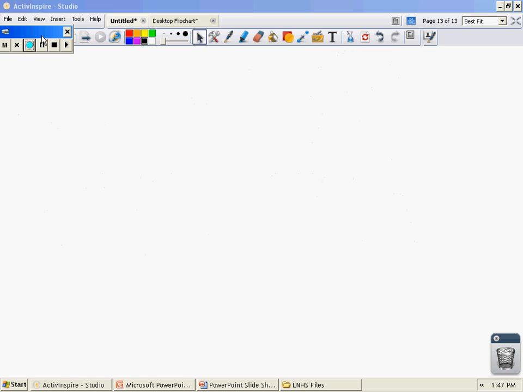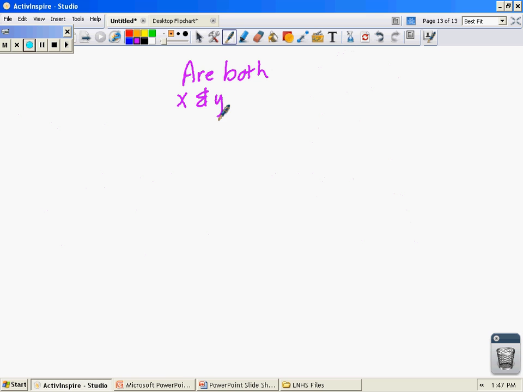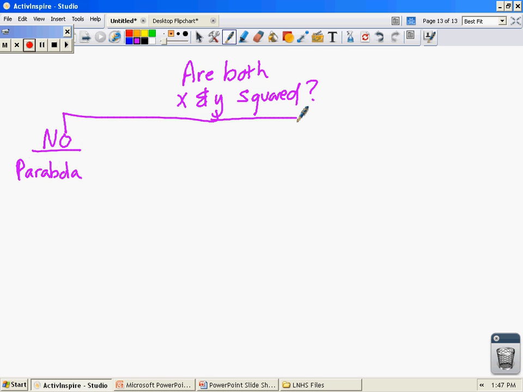The first thing I do is I ask myself this question: are both letters being squared? If the answer to that question is no, what kind of shape is it? If they're not both being squared, meaning only one of them is, what is it? It would be a parabola, because a parabola is the one where only one letter is being squared. Now after that, though, let's say it is yes. We have some more decision making to make here.